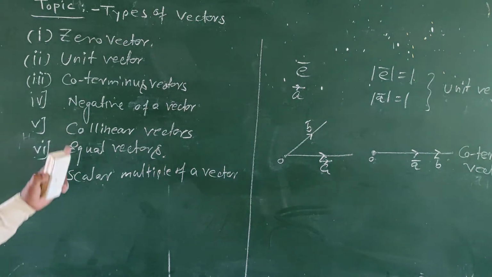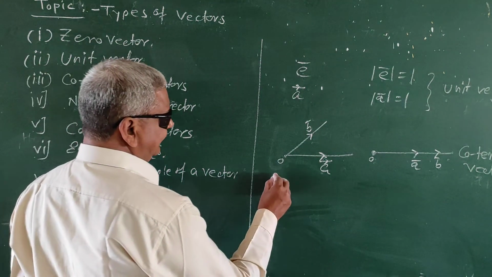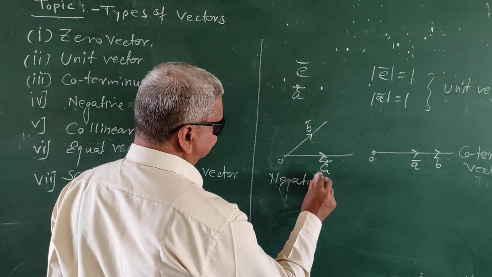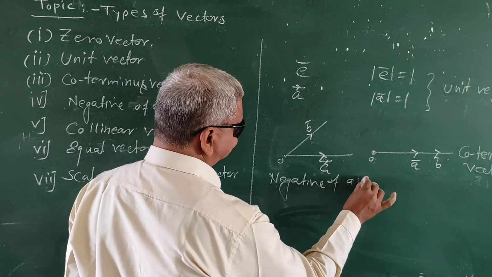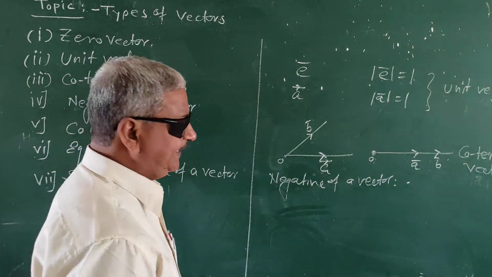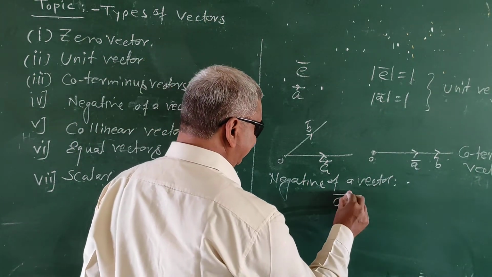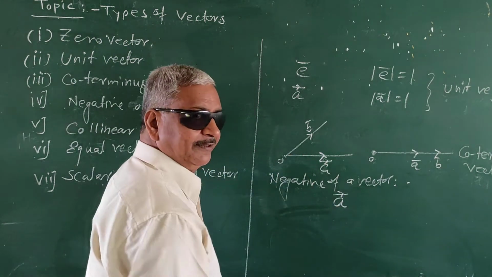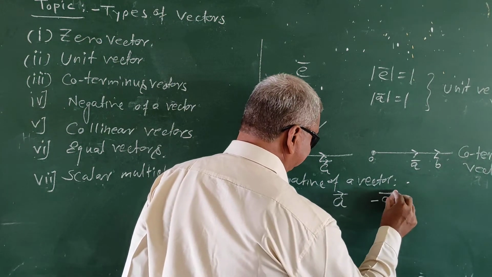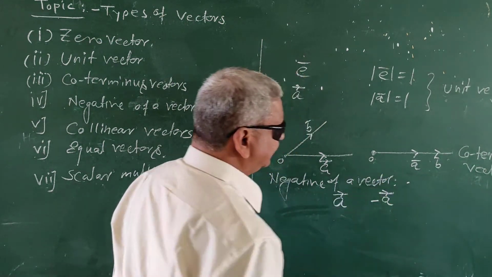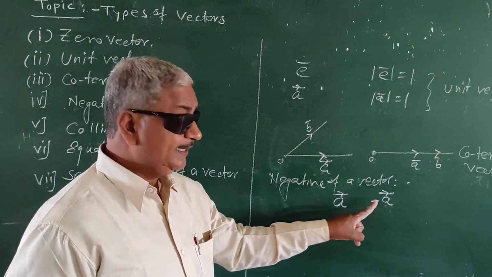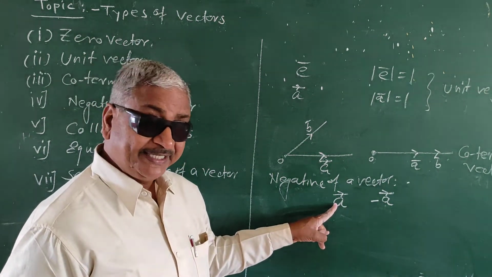Then we come to the negative of a vector. How can we define the negative of a vector? It is again very easy. If you take the vector a bar and if you take the vector minus a bar, we can say that minus a bar is the negative of the vector a bar.